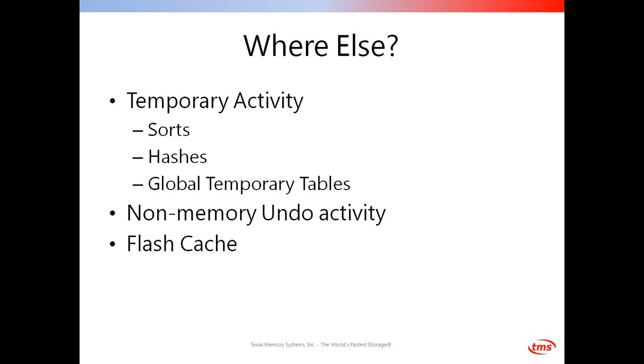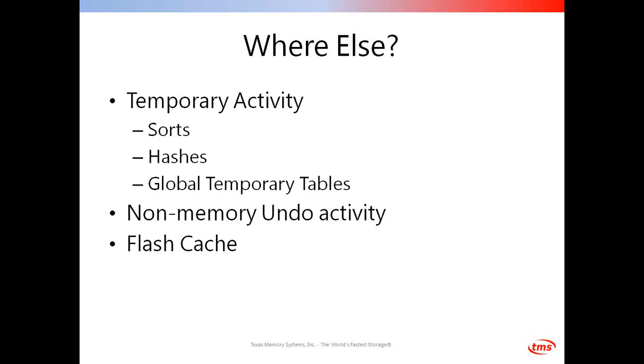And of course, any non-memory undo activity. What do I mean by that? Well, Oracle has used in-memory undo since version 10, which means that instead of having to write every little undo action to disk, it only writes the critical ones. So it does all the small stuff in memory now, and then it writes out the major operations to disk. So it greatly reduced undo activity.